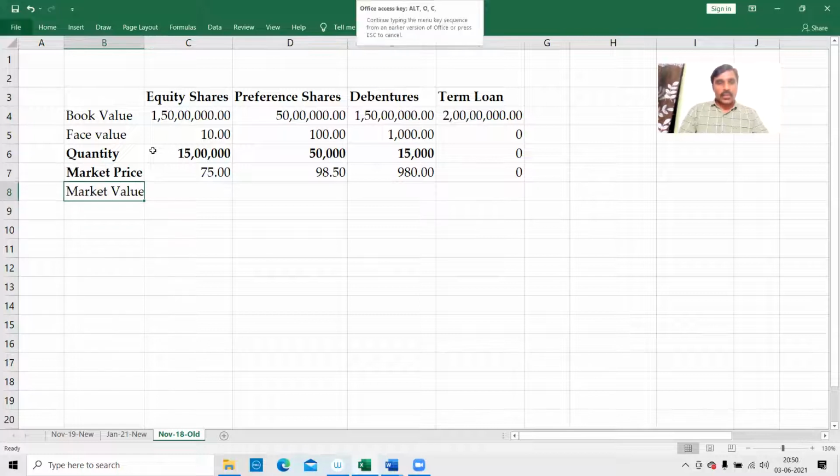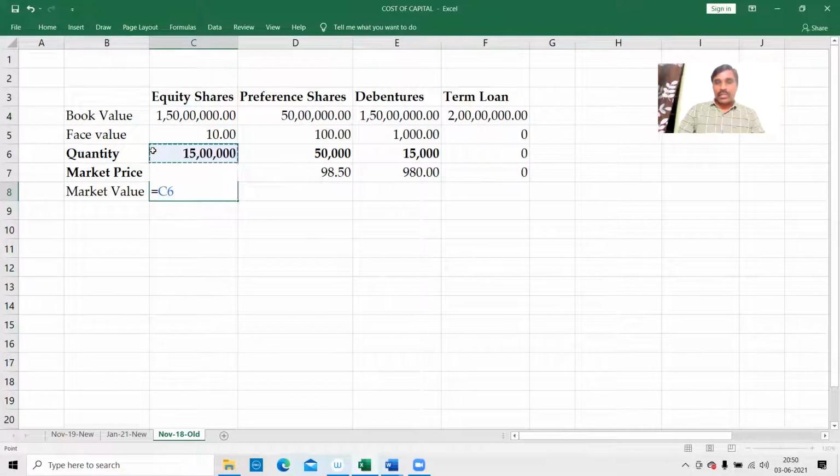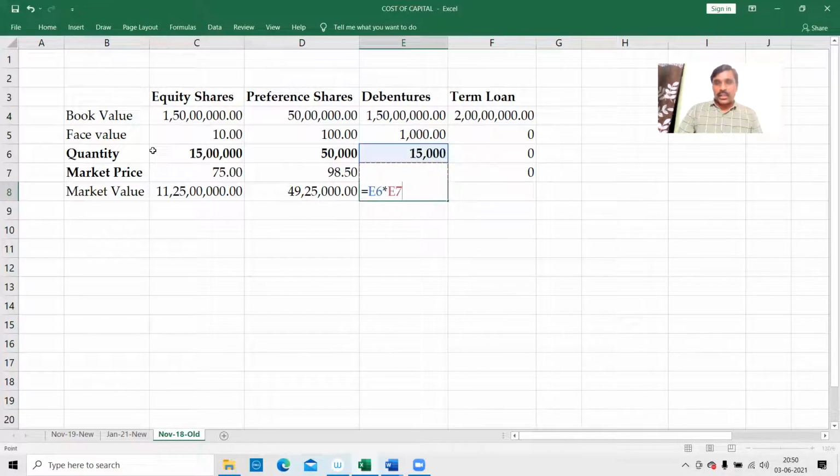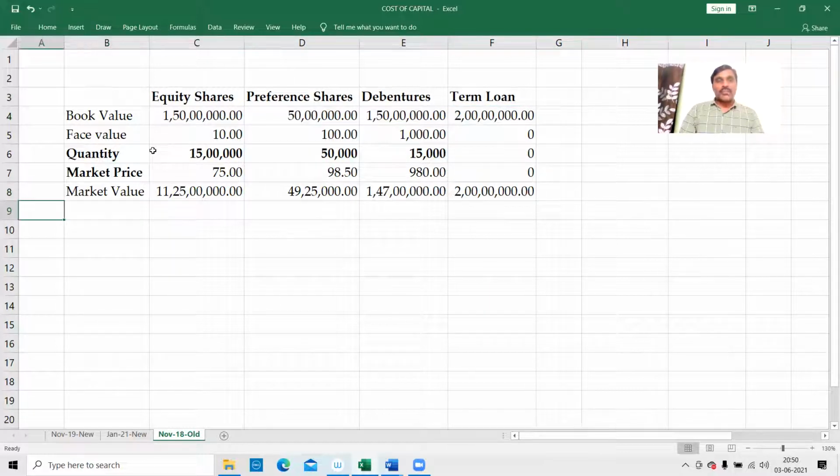So what is the total market value? 15 lakhs equity shares into 75 rupees. Similarly, 50,000 preference shares into 98.5. Similarly, 15,000 debentures into 980. Term loan we will take as it is, no per unit. So this is the market value.